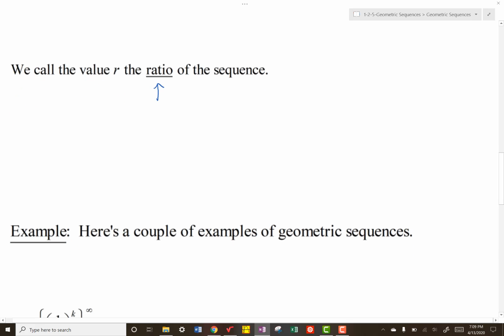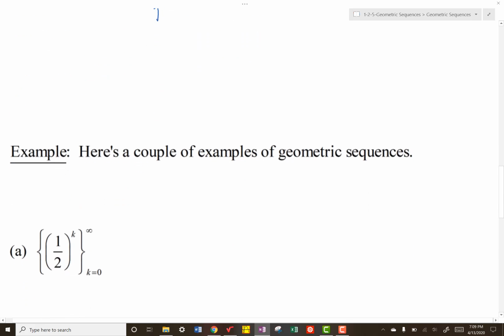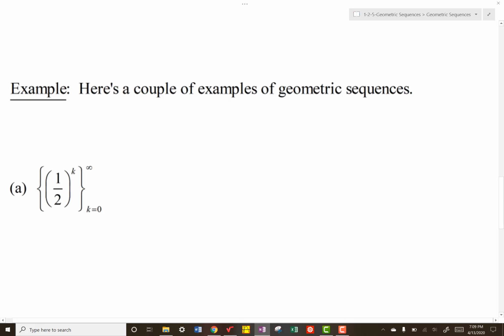Let's look at a couple geometric sequences just to get a feel of it. So here you have 1/2 to the k. This 1/2 to the k here is of the form ar to the k, and we're starting k as 0. So, if you just list out the terms, notice that first of all, a would be 1 and r would be 1/2. Hence, 1 times 1/2 quantity to the k is just 1/2 to the k. That's the form we're looking at.